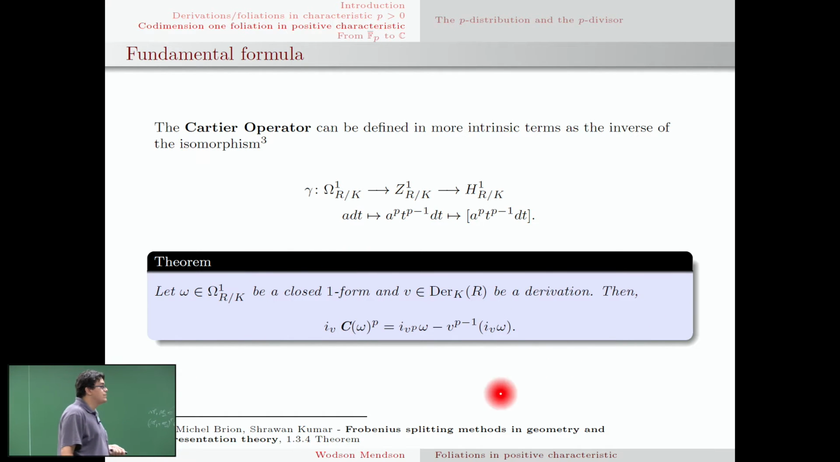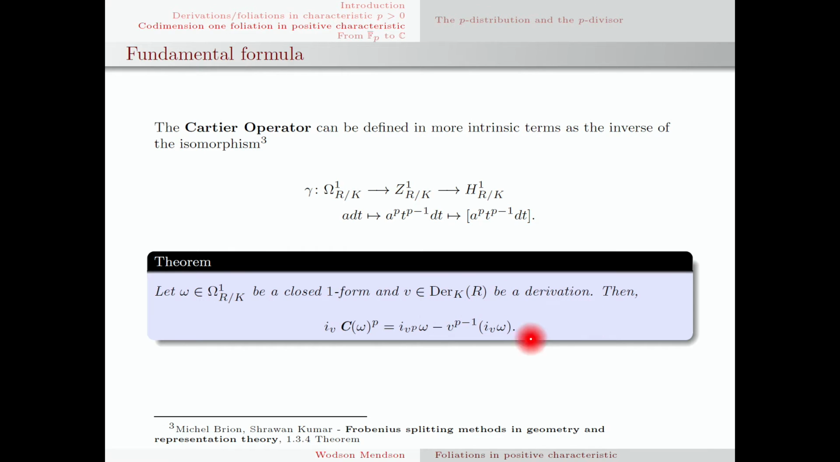And we have this fundamental formula, which says that for every closed one-form and every derivation v, we have this: the contraction of this with C(ω) to the p power is equal to the contraction of v^p with the one-form plus this term here.